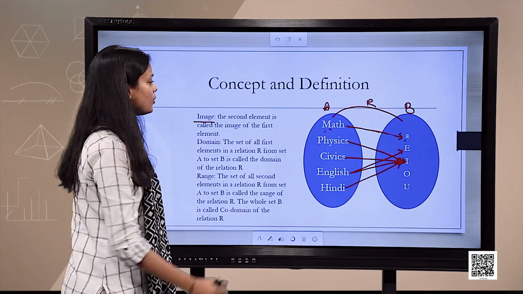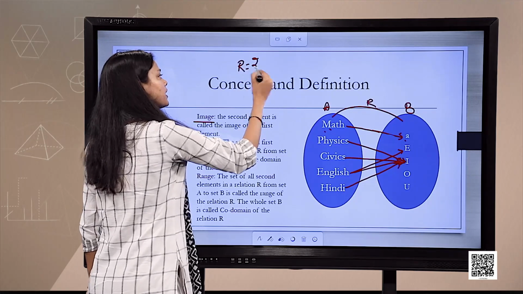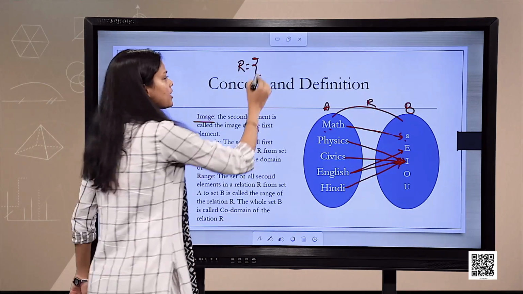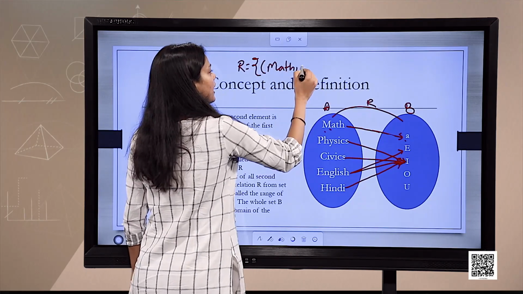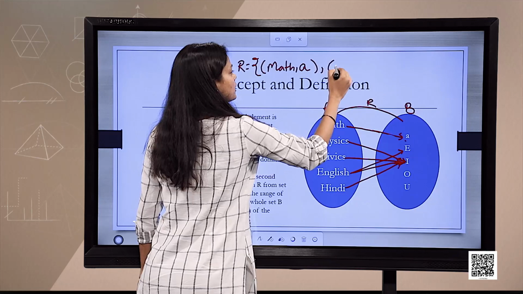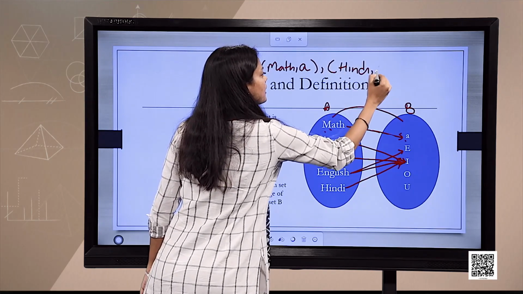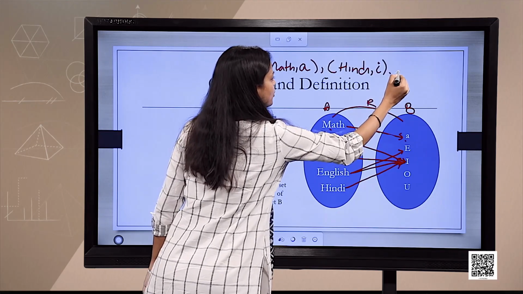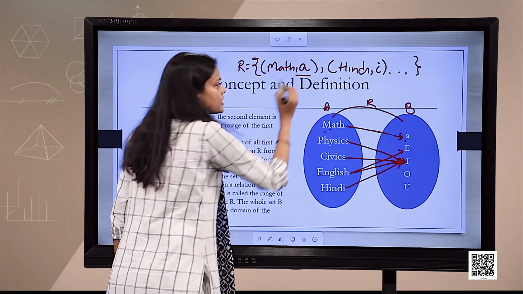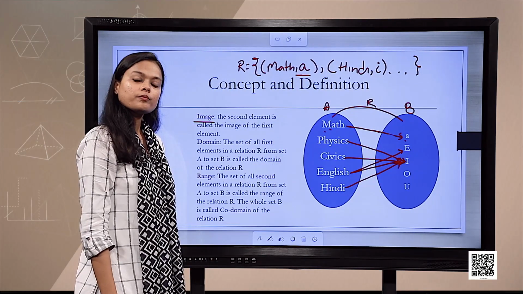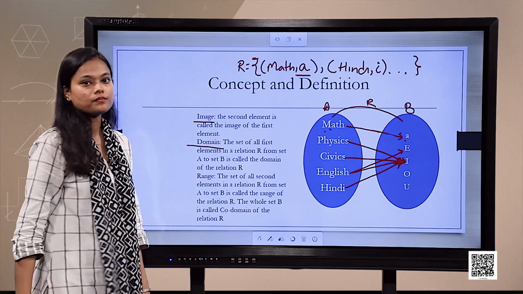Okay? So, if I write, again I am writing here the relation what we are getting in the roster form, that is math and A, say Hindi and I, and so on. So, the second element is said to be the image. Okay? Now, the next term, domain.